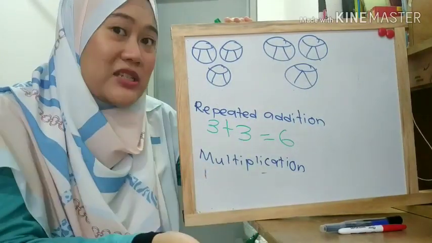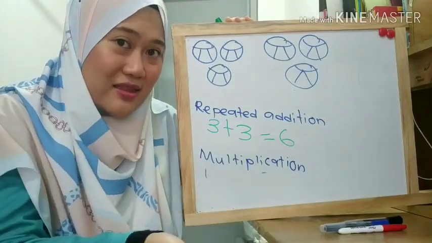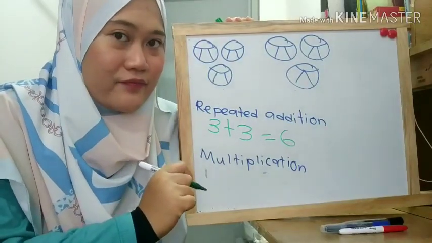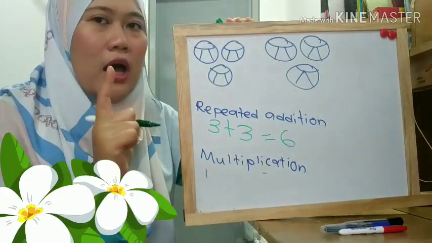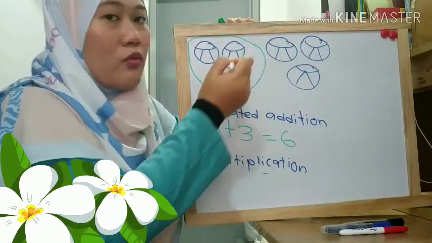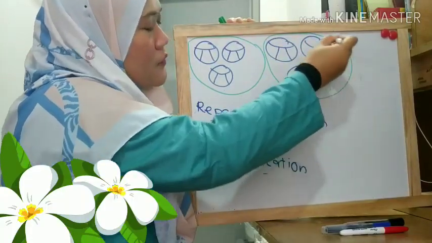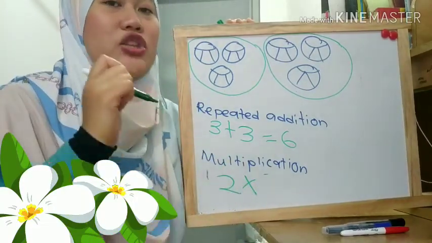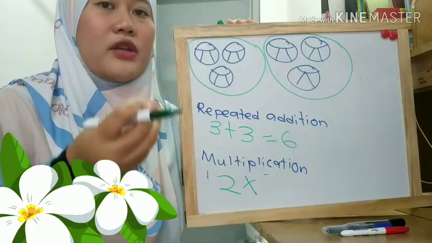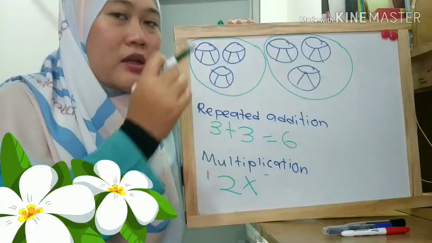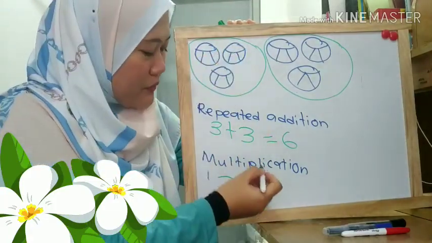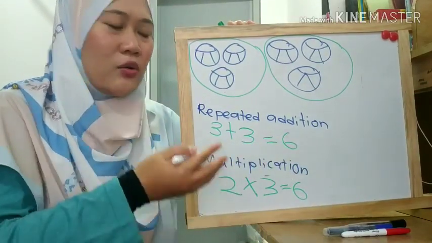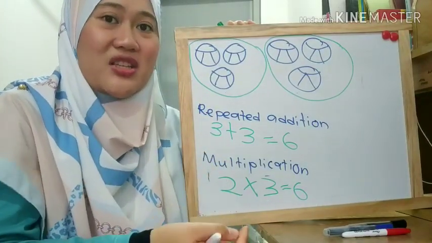What if it is in the multiplication form or multiplication sentence? Okay, remember, count the group first. What is it? Count the group first. How many groups? 1. Okay, 2. So you write 2 times, then you count the value, the number of things inside the group. How many? 1, 2, 3. So 2 times 3 is 6. This is how you want to write the multiplication sentence.